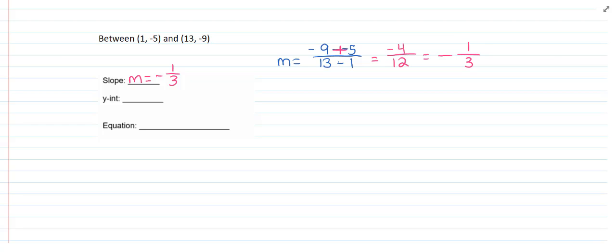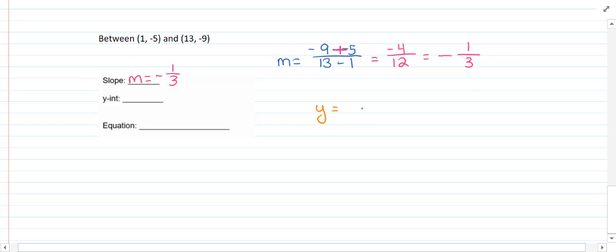So in the equation, we know we have y is equal to negative 1/3 x, but we don't know b. We're not sure what the y-intercept is, and neither of these 2 points are the y-intercept, right? If this point was 0, negative 5, our work would be done. Our y-intercept would be negative 5. But since our y-intercept is not given, we have to find it.